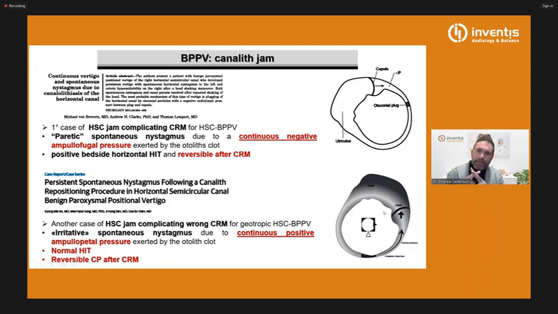So we might have a continuous positive pressure or a continuous negative pressure, and it will depend on gravity, on the position of the clot with respect to the ampulla. It might be due to which was the last movement of the otoliths before getting entrapped that led to a persistent flow of endolymph toward or away from the ampulla. So there are several factors that might affect the clinical scenario of each canal jam.